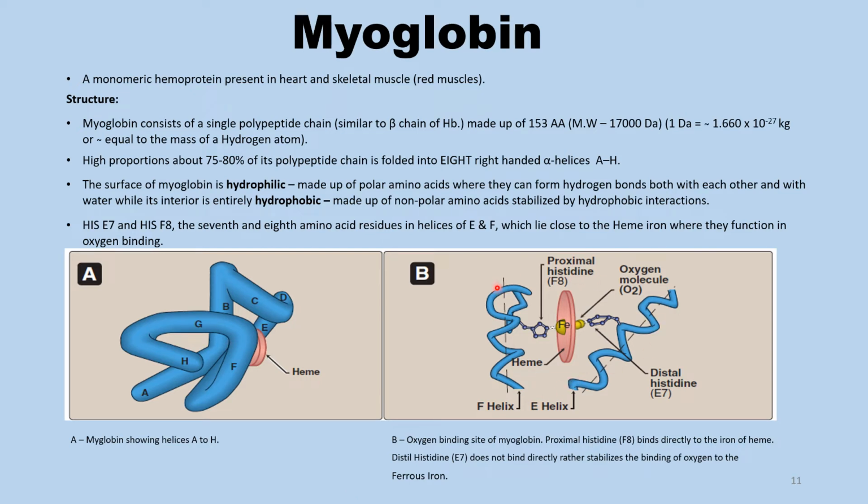Here is the oxygen binding presentation of myoglobin. Proximal histidine of helix F at position number 8 is bound with the iron of the heme, while the distal histidine at helix E, position number 7, is also present there, helping in stabilizing the binding of the oxygen with the heme.